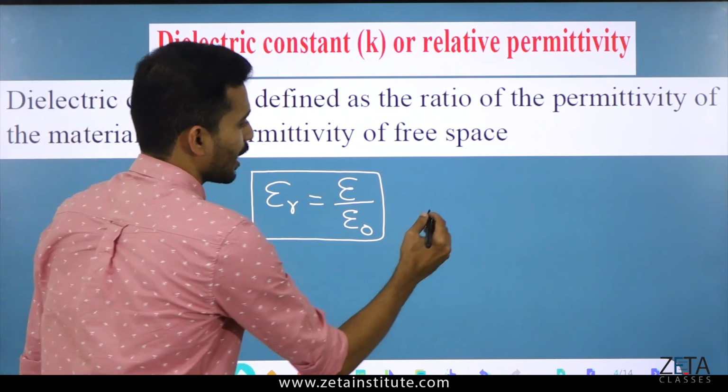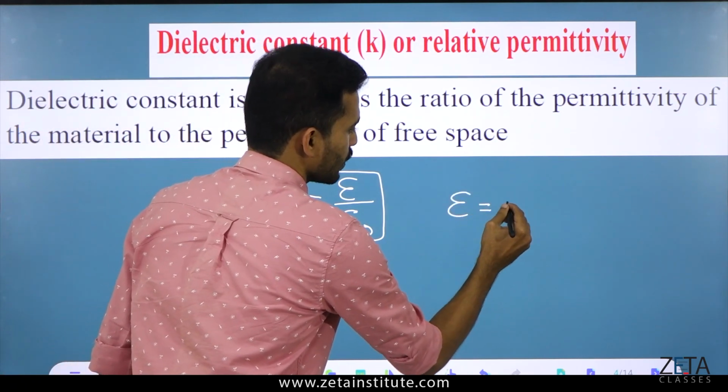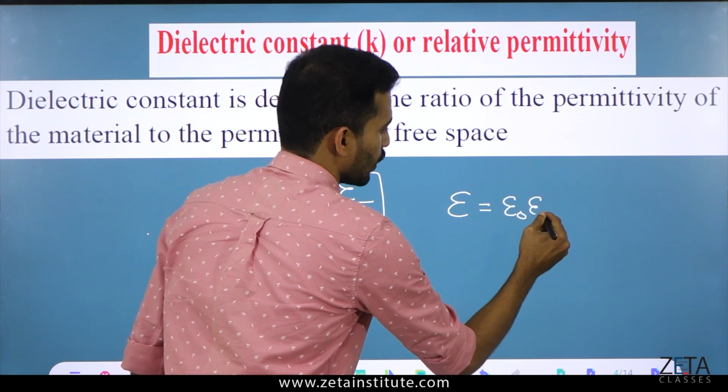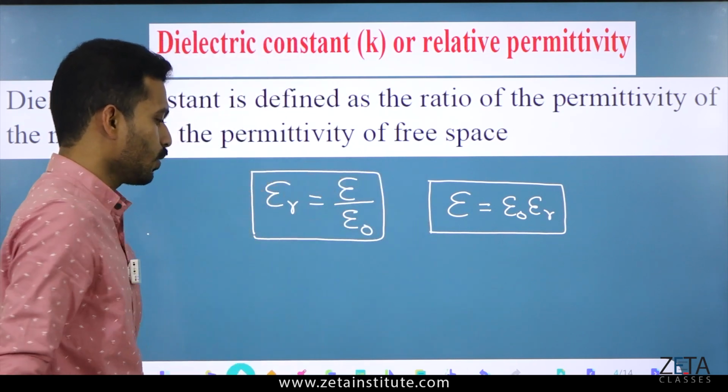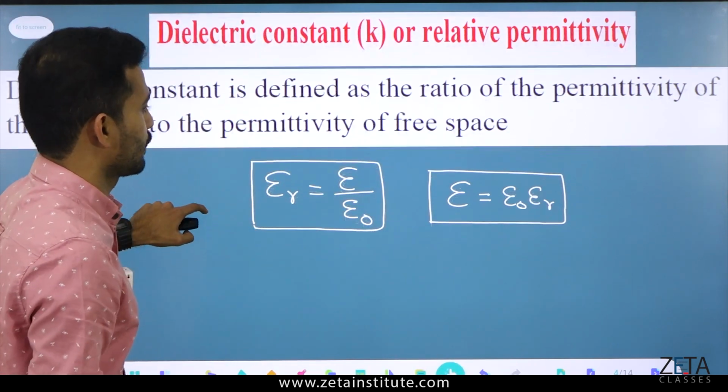From this we can write that epsilon is equal to epsilon 0 into epsilon r.